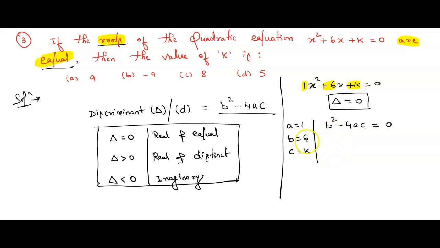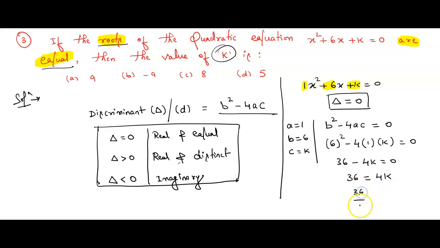Shall we substitute these values? In place of b, substitute 6 whole square minus 4 into a is 1 and c is k, equal to 0. 6 square is 36, minus 4 ones are 4, 4 into k is 4k, equal to 0. We want positive k, but here k is negative. So 36 minus 4k equal to 0; 4k comes to the RHS side, it becomes plus 4k. Then 36 by 4 is equal to k, 4 nines are 36. So the value of k is 9. The correct answer is option A.